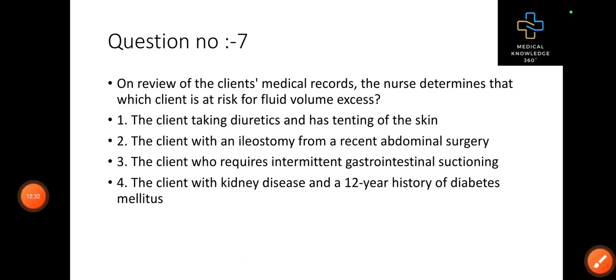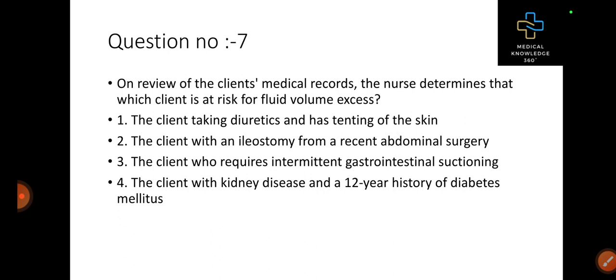because a fluid volume excess is also known as overhydration or fluid overload, as we all know, and it occurs when fluid intake or fluid retention exceeds the fluid needs of the body. So the causes of fluid volume excess include decreased kidney function, heart failure, use of hypotonic fluids to replace isotonic fluid losses, and excessive irrigation of wounds and body cavities. The client taking diuretics, the client with an ileostomy, and the client who requires gastrointestinal suctioning are at risk for fluid volume deficit.